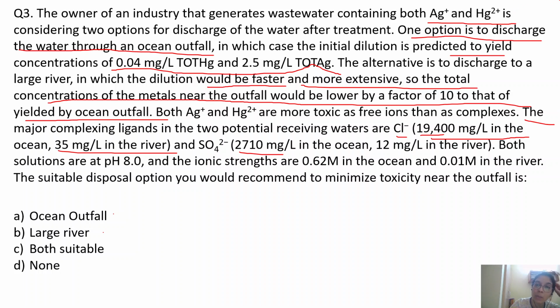The other things are that both the solutions are at pH 8 and the ionic strengths are 0.62 molar in ocean and 0.01 molar in the river. Which option would you recommend to minimize toxicity? We are talking about minimizing the toxicity. We are not talking about just minimizing the concentration. That's why you have to look into concentration, that's point number one, and the second, complexation. Please try to solve this question. We'll see the solution in a minute.